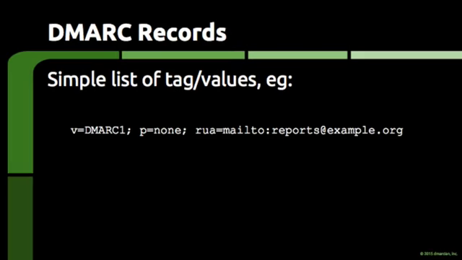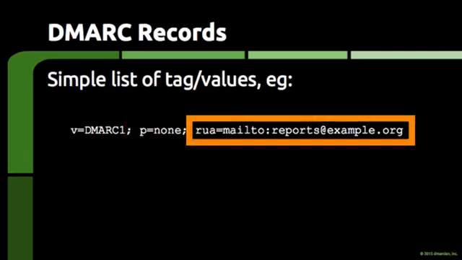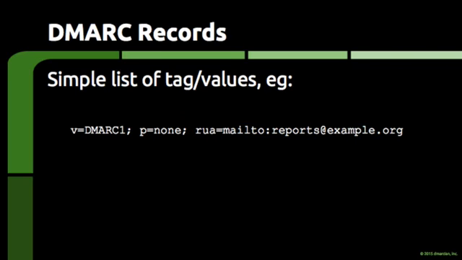Alright, onward now to what DMARC records look like and what they can do. DMARC records are simple lists of tag value pairs. In this example, the domain that published this DMARC record, we can tell it's a DMARC record because it starts with v=DMARC1, is publishing a none policy and asking for all XML-based aggregate reports to be sent to reports@example.org for processing. DMARC was designed to allow domains to collect information without impacting email, and this is how it's done, by publishing a p=none policy.